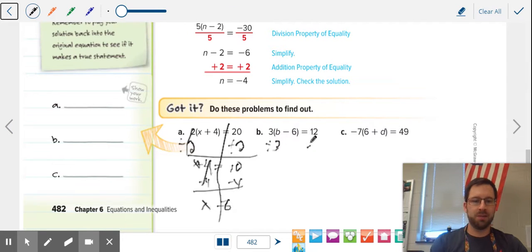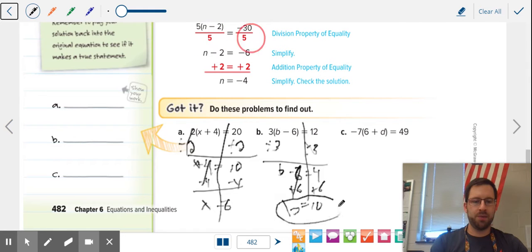It's no different if there's subtraction in there. Divide by 3. b minus 6 comes down instead. 12 divided by 3 is 4. The opposite of minus 6 is plus 6. b equals 10.